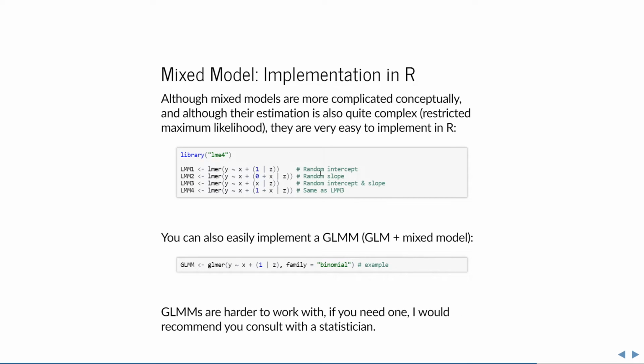And it works almost the same. It's the same library. All you have to do is call the function glmer, so generalized linear mixed effects regression. And after you've specified your model of interest, which could be any of these, or you could add more explanatory effects, then you add an argument family, and then you say the underlying distribution that you think the response variable should have. So GLMMs are very easy to implement, but a lot harder to work with. If you need one, I would definitely recommend that you consult with a statistician. And if you're watching this in the context of the course, of course, you can always come to us with questions.